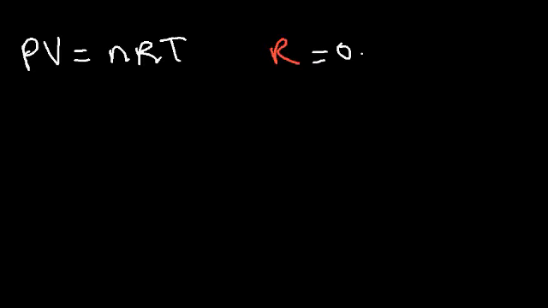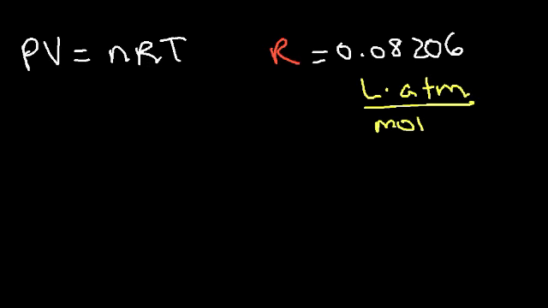Now, another equation that you'll encounter in chemistry is the ideal gas law equation. PV is equal to nRT. P is the pressure of the gas, V is the volume, n is the moles, R is the gas constant, which is equal to 0.08206. Now you need to pay attention to the units here. It's liters times atm over moles times Kelvin.